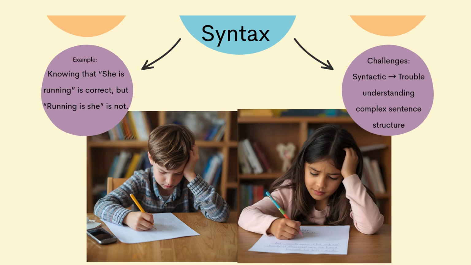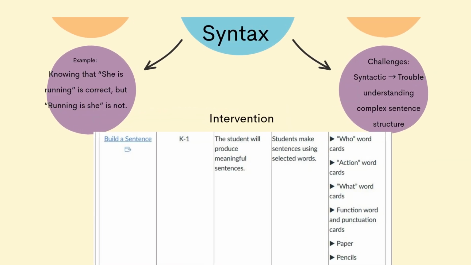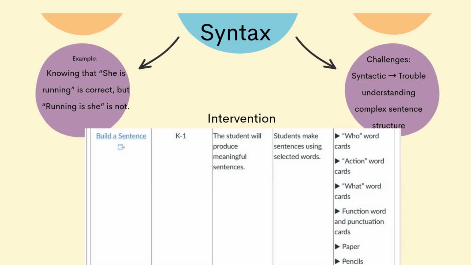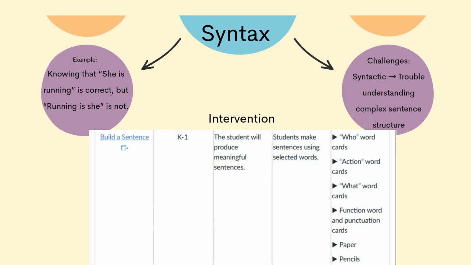So the basic English language does subject, verb, object. So now, if a student is having trouble understanding complex sentence structure, then we have to look at interventions like build a sentence. And that is the one that I chose from Florida Center for Reading Research. Again, the student will produce meaningful sentences.